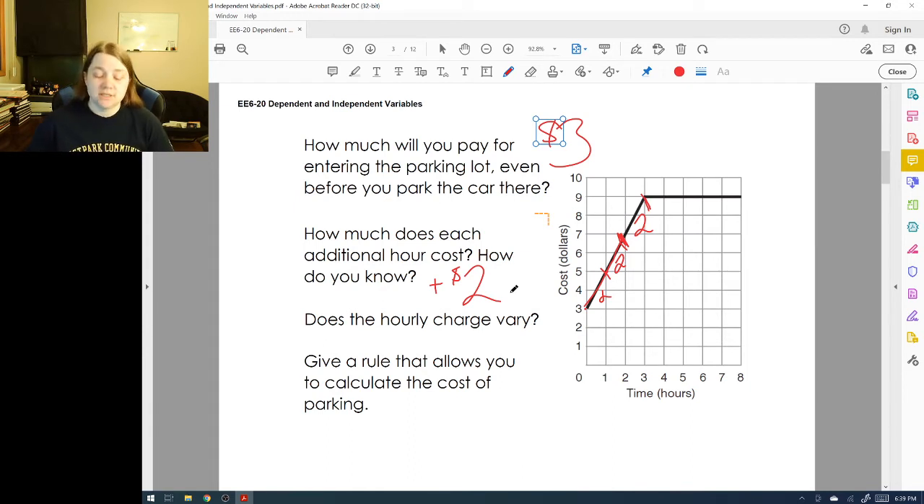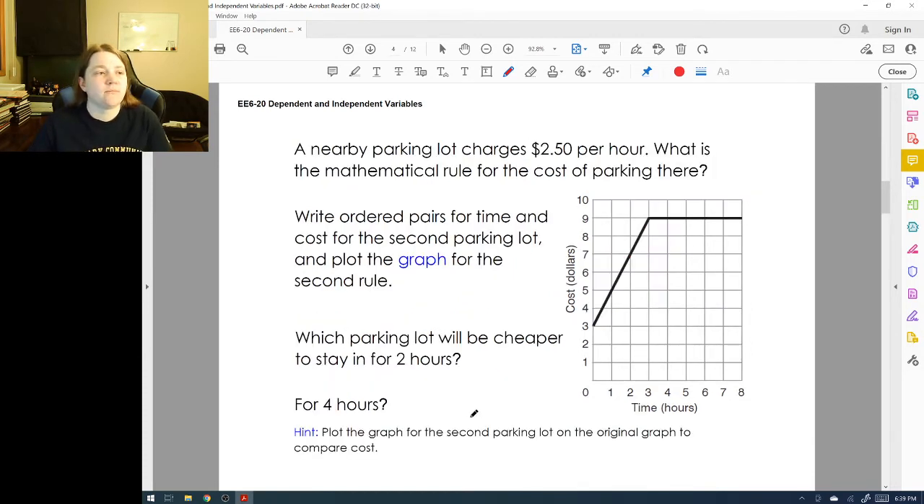This changes because after 3 hours, you're just paying $9 total. So the rule would be enter the parking lot for $3, pay $2 each hour until you get to that third hour, and then the charge stops and you've reached your maximum of $9.